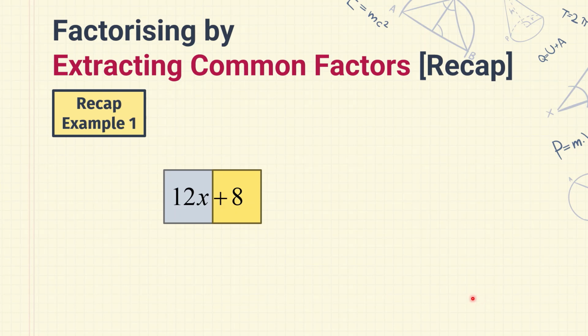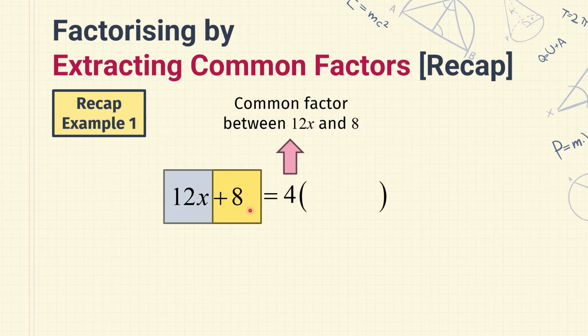Between these two terms, 12x and 8, we need to identify what is a common factor. We first look at the numbers 12 and 8 and notice that the common factor between 12 and 8 is 4. However, in the first term 12x, we have an x, and in the second term, we do not have an x. So there is no common variable. After identifying that between 12x and 8 there is a common factor of 4, we will take that out, and that is what is meant by extraction of a common factor.